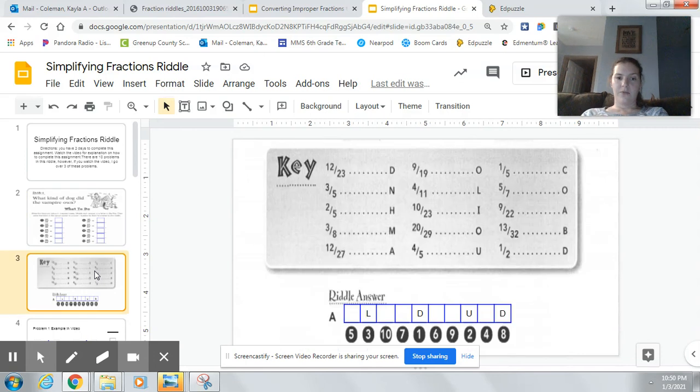The answer key for the riddle is extra credit. If you do that riddle, it'll be an extra point.